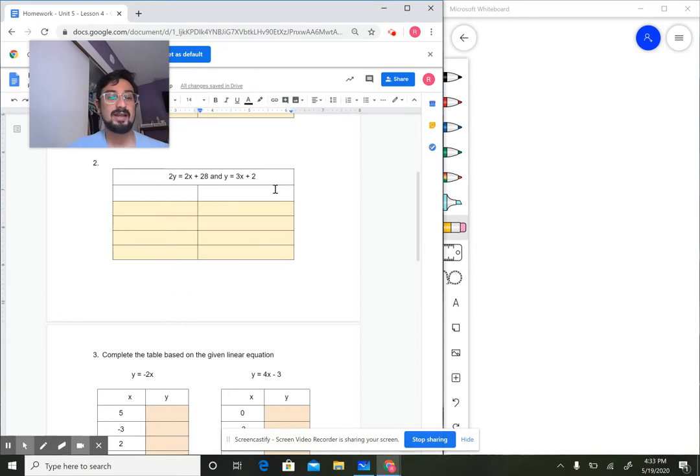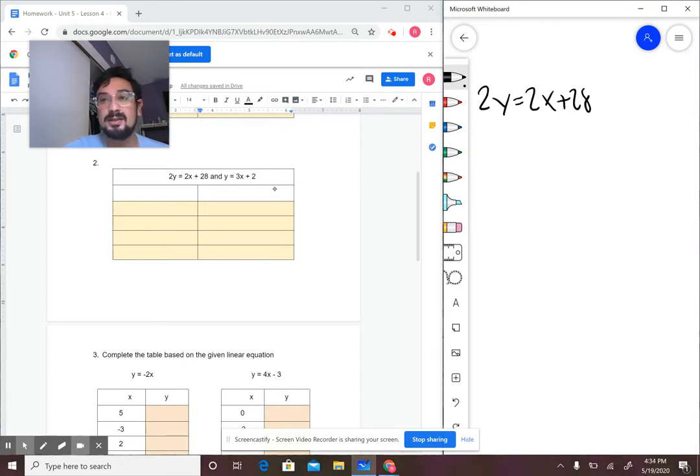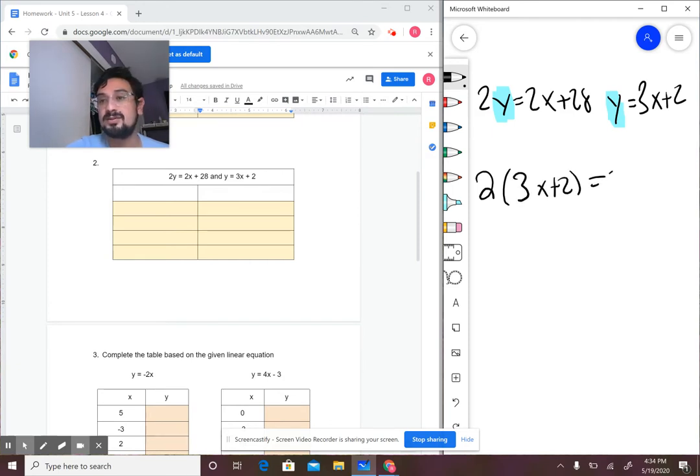Okay, for the next one, we're going to have 2y equals 2x plus 28, and y is equal to 3x plus 2. In this problem, we're not going to do y equals y because they're not both in y equals mx plus b form. So what you're going to do is substitute, right? This y into this y. 3x plus 2 is equal to 2x plus 28.